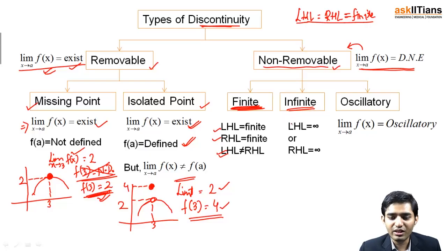And what is infinite type discontinuity? Infinite type discontinuity means either LHL or RHL, any one of them, is going to infinity, or both. So at least one of them should be infinite, then it is called infinite type discontinuity.